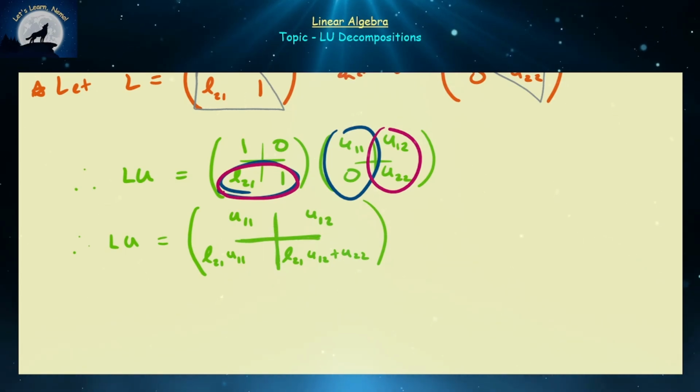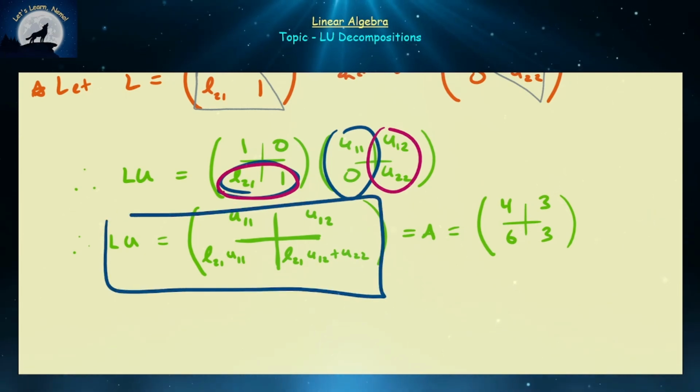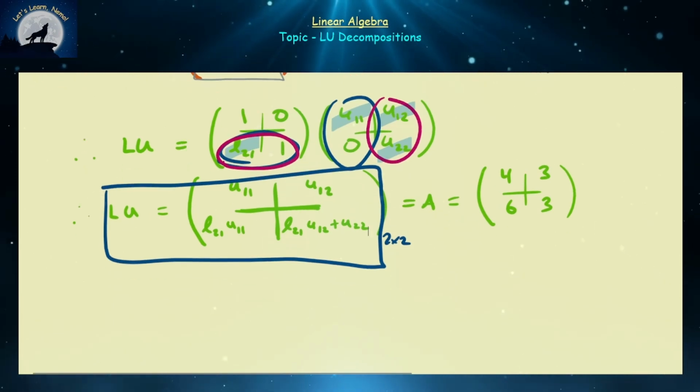Okay? So this we want to be equal to A, which as we see is going to be equal to 4, 3, 6, and 3 for our particular example. But this is the general representation for our 2 by 2 LU. Okay, so what are we going to be looking for? We're going to be looking for 4 unknowns: L2,1, U1,1, U1,2, and U2,2. Once we find these 4 numbers, then we have our LU decomposition.